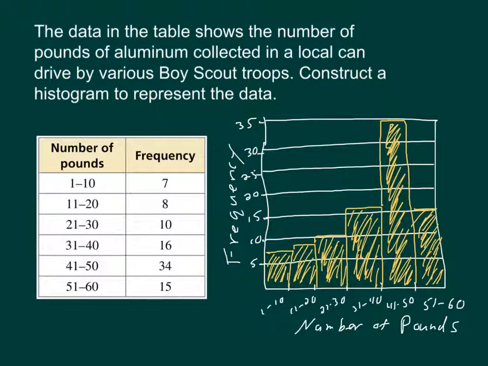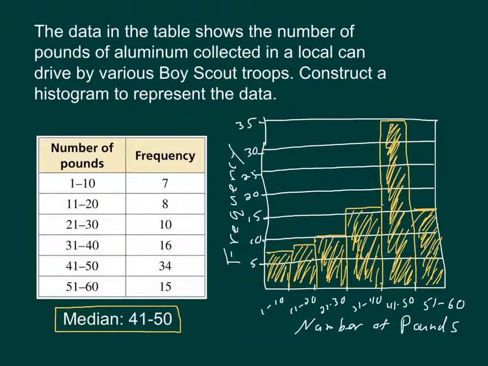All right, let's see how you did. All right, so your median should be in the 41 to 50 pound range. There are 90 total Boy Scout troops that are being considered here, and the 45th or the 46th, the in between there would be where our median is, and that's actually right here. It's a very high number of data points in that interval, so that's not surprising.